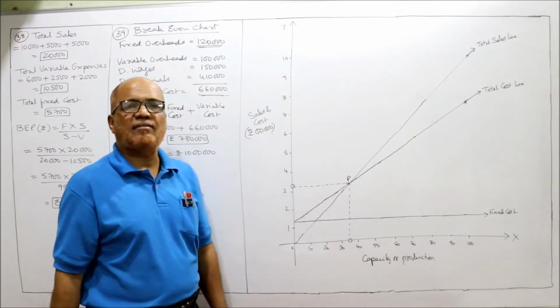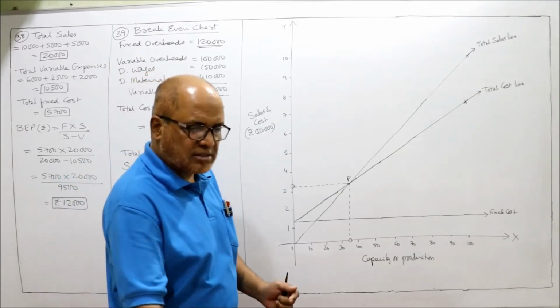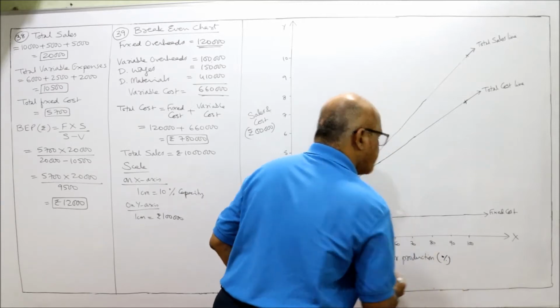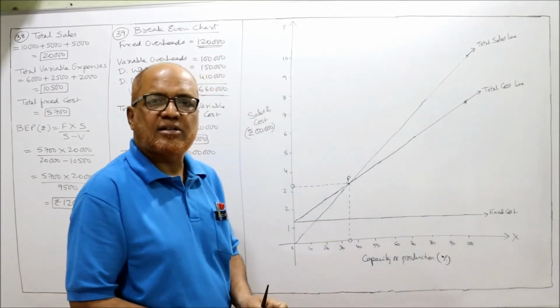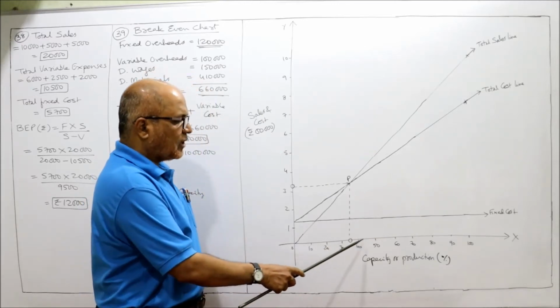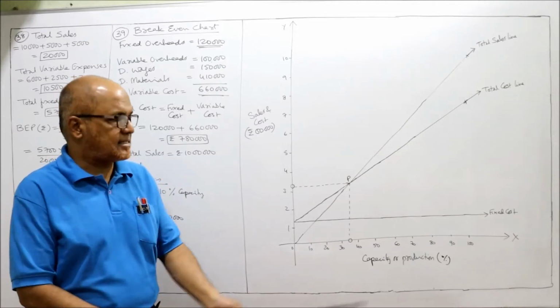On the x-axis I have taken the capacity production. We are given the percentage capacity. So here we are taking capacity percentage. So 10%, 20%: 10, 20, 30, 40, 50, 60, up to 100% capacity on the x-axis.